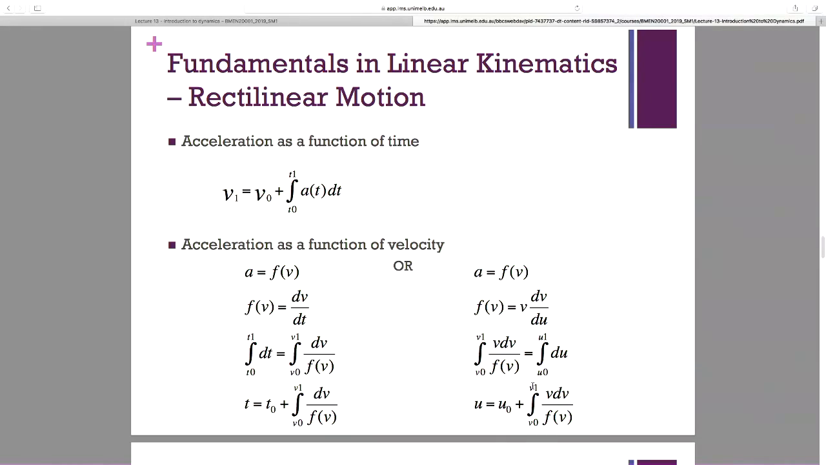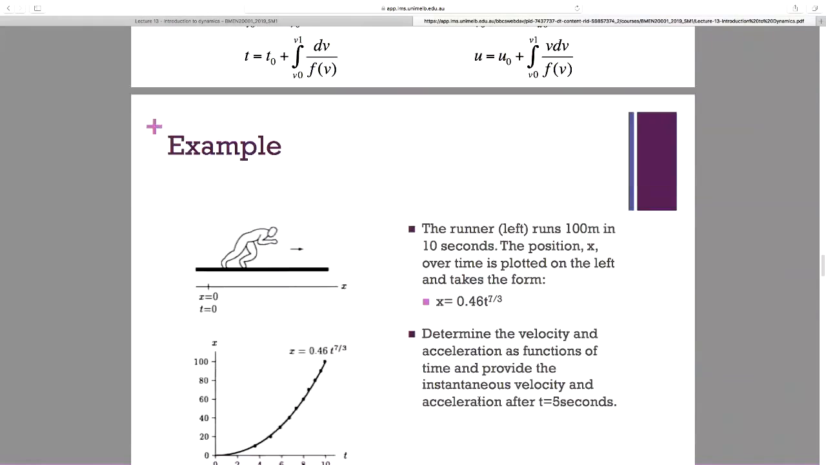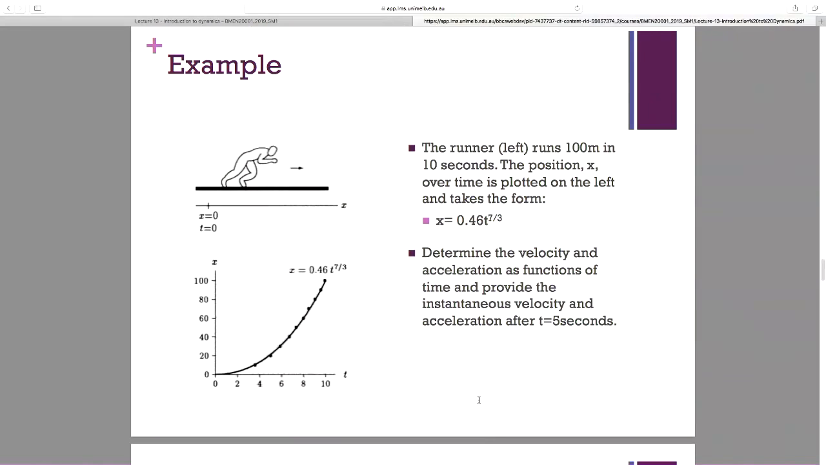So this is just to demonstrate that if you start from the fundamental differential equation relationships, you don't need to think about only constant acceleration relationships. You can actually think about these more complex relationships. So here we've got a runner. This is just an example.